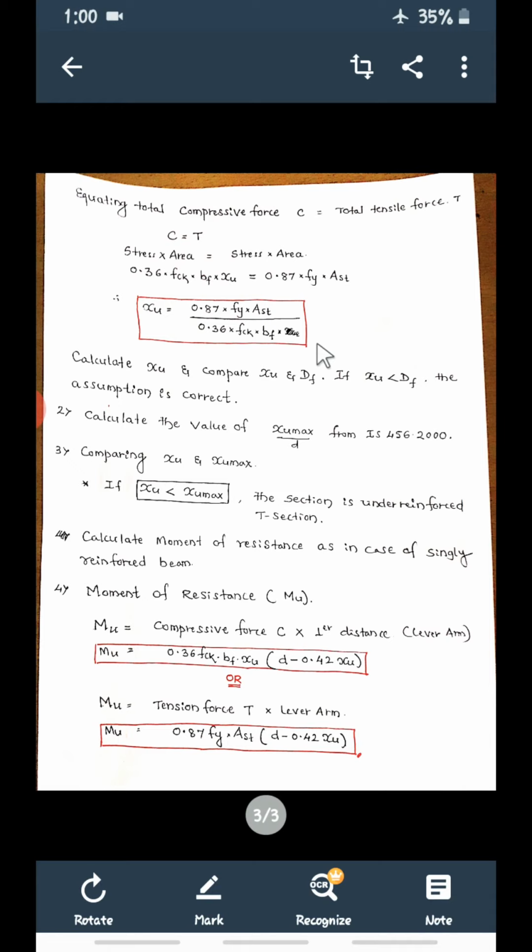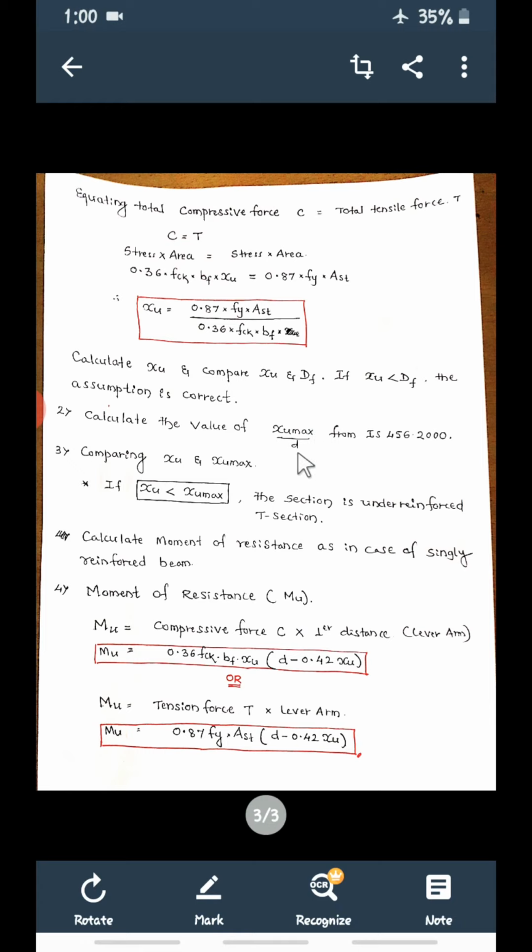Next revision will be there, assumption will be different now. But if XU is less than DF, then go to the second step. So what is the second step? Now the second step, you have to calculate XU max, that is the maximum depth of neutral axis. This is the actual depth of neutral axis. So XU max is the maximum depth of neutral axis.